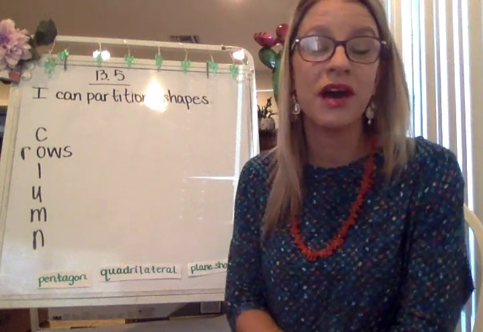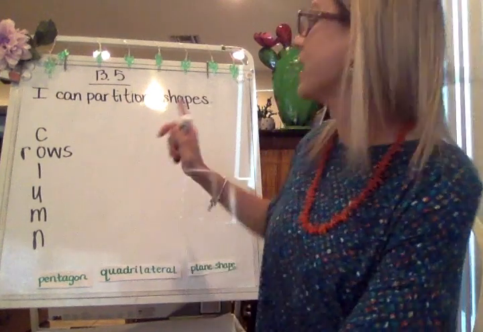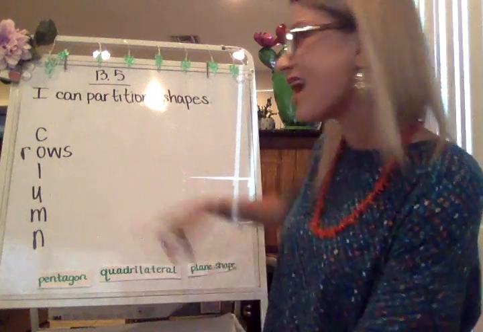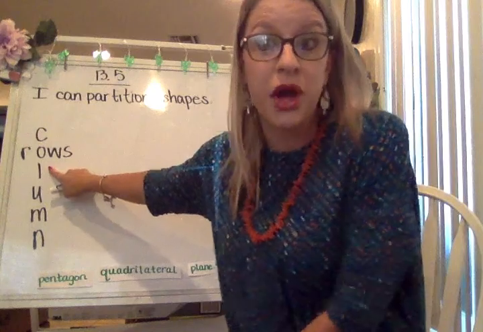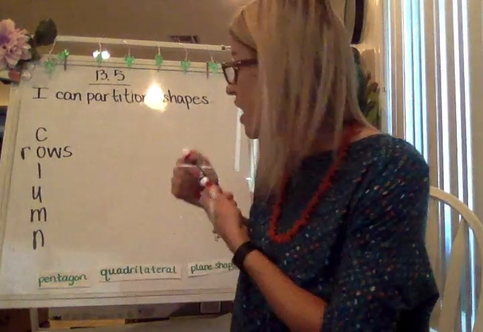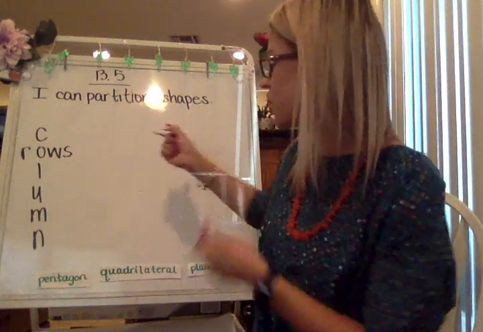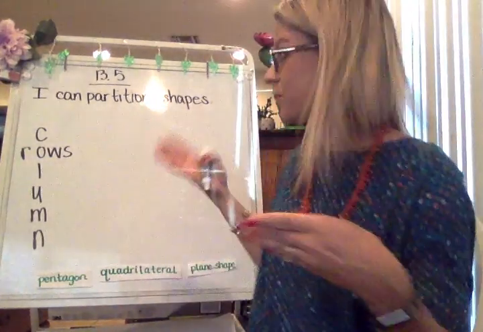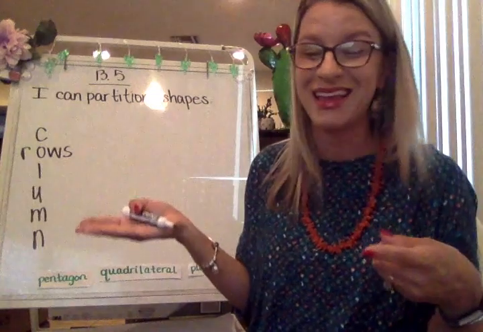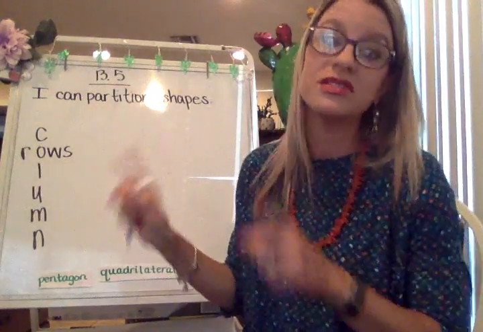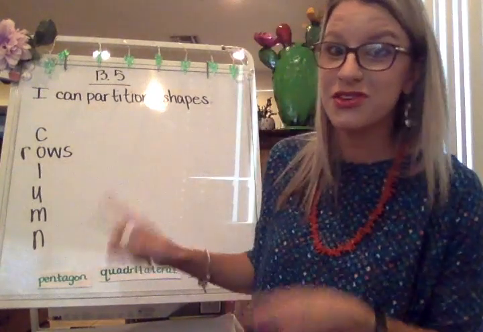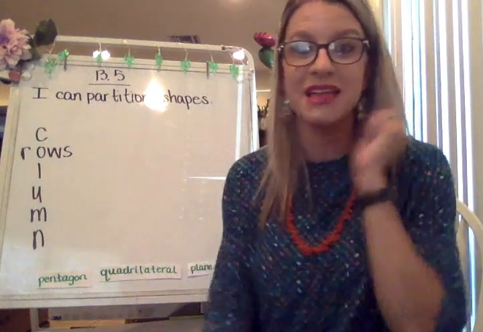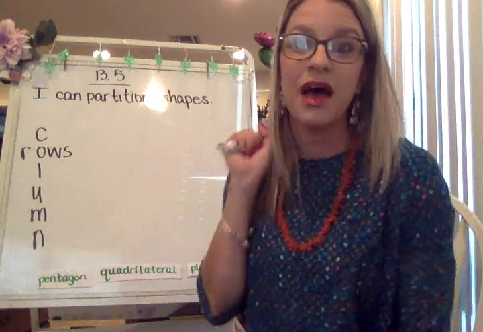Today we're going to be working on partitioning shapes. Some vocabulary that you already know that we're going to be using a lot of are the words rows and columns. Remember, rows go left to right and columns go up and down. So we made up a little song and it would say something like this. Rows, rows, left to right, left to right, left to right. Columns, columns, up and down, up and down, up and down.